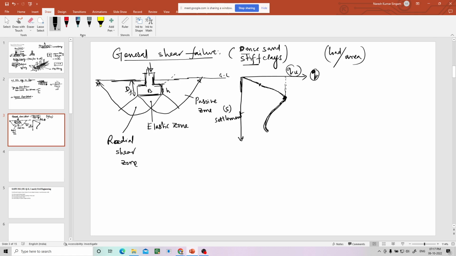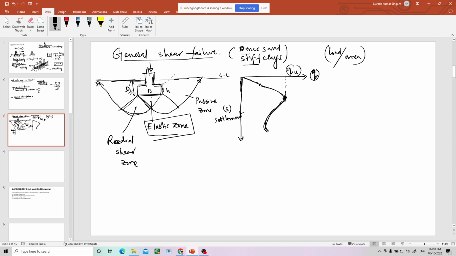So depending upon the response of the soil, these are called wedges. This part will move down with the footing. This part will be in the elastic zone only, that response is under elastic only. Then this is the zone which will be subjected to shear, that too radially. It will move in the radial direction, whereas this will be pushed up. That is the reason why this is called the passive zone. There are different zones formed.